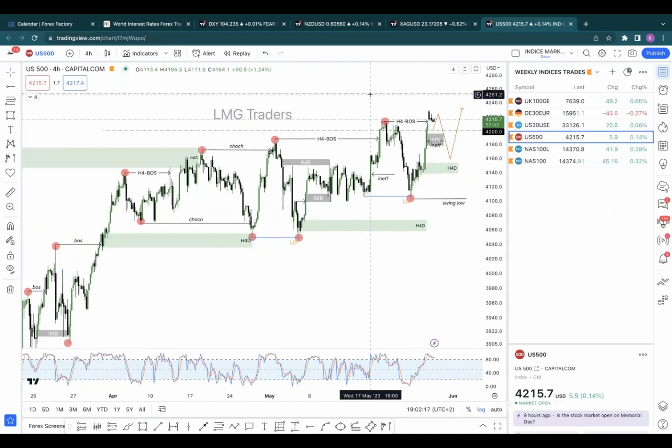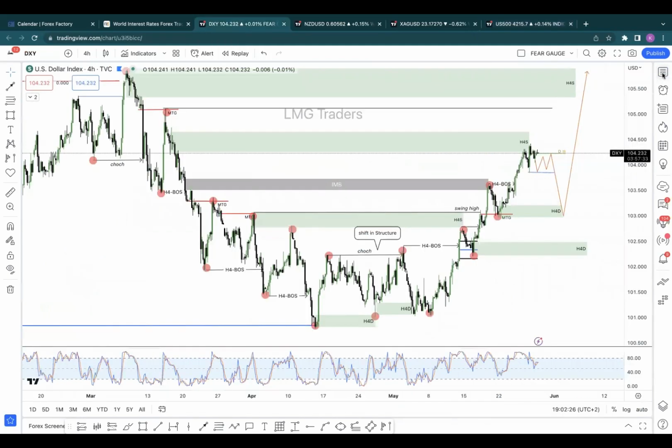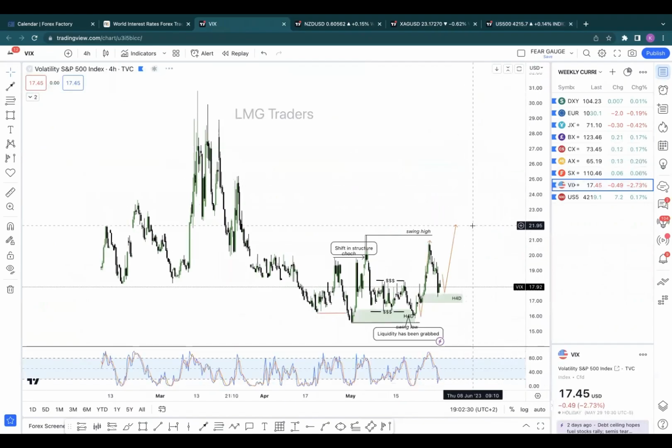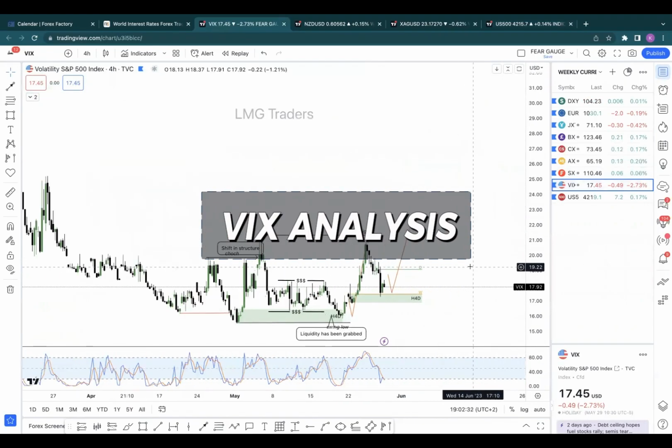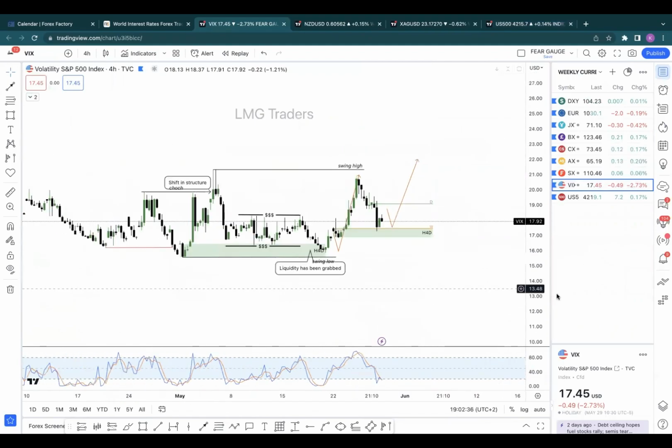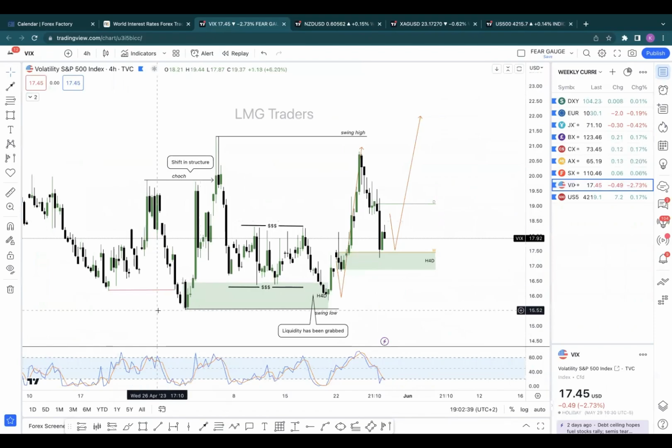So yeah, when it comes to indices, especially US indices, I'm very bullish on them. What I also do is check the VIX for its correlation with the indices. Right, so with the VIX, as you can see at the moment, it has been ranging between these points, point A and point B.